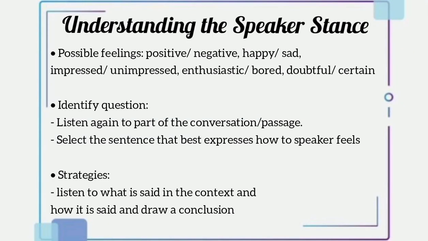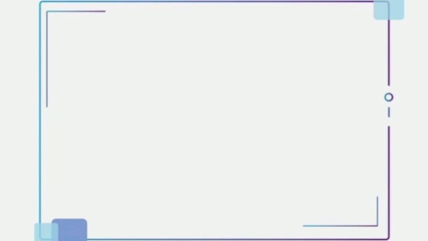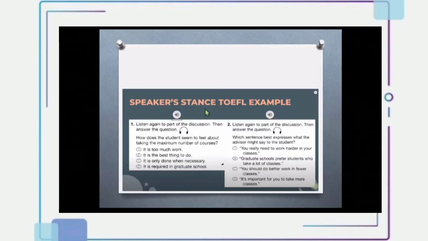Understanding speaker stance. These are the possible feelings: positive or negative, happy or sad, impressed or unimpressed, enthusiastic or bored, doubtful or certain. This is an identify question. The first, listen again to the part of the conversation or passage. The second, select the sentence that best expresses how the speaker feels. Strategies: to answer the question, you must listen to what is said in the content and how it is said, and draw a conclusion. This is an example of a speaker stance question.